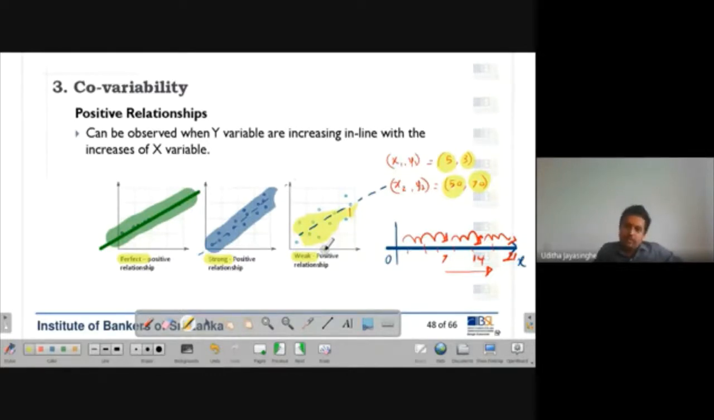What do you mean by strong? In the majority of cases, maybe 75 to 80 to 90% of the cases, you can see the value is increasing slowly. But in maybe one or two instances, you may see that the relationship is breaking. Still, you call it a strong positive relationship. And the last part is the weak positive relationship.